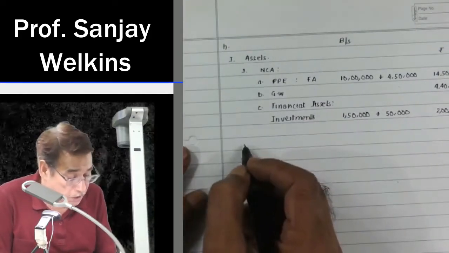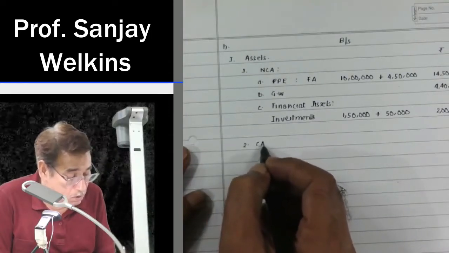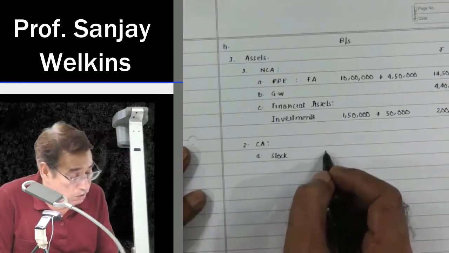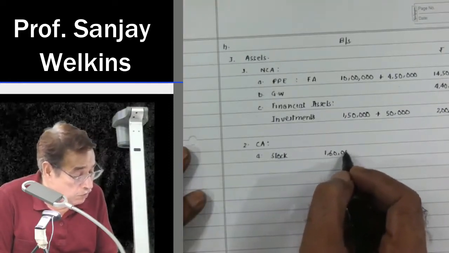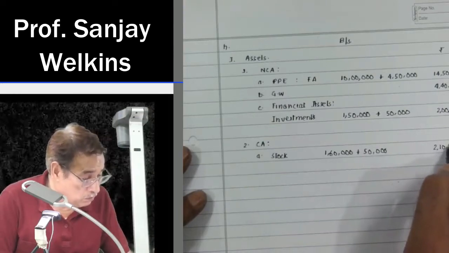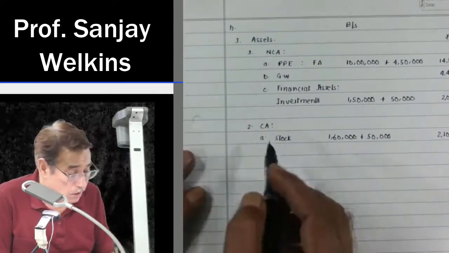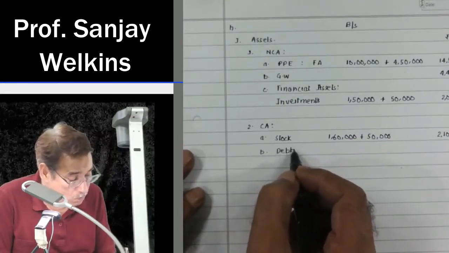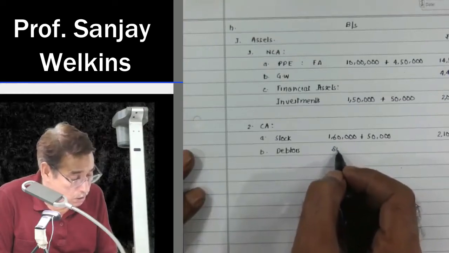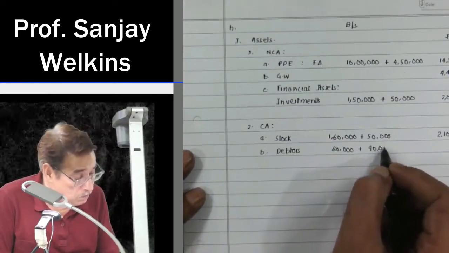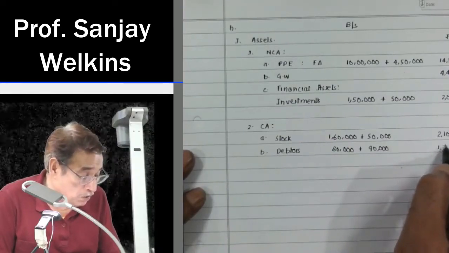Then I will write here current asset, stock. W1 160, and we took over their stock at 50. So 2,10,000. Then debtors, 80,000 plus 90. Preparation of balance sheet is not a tough task.